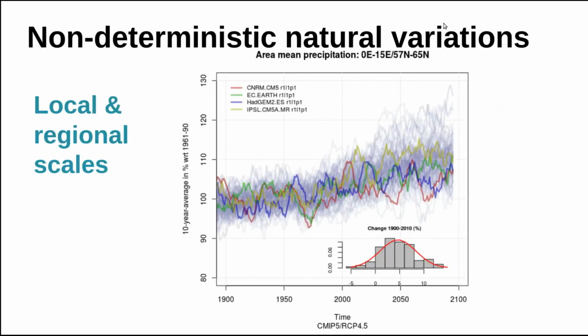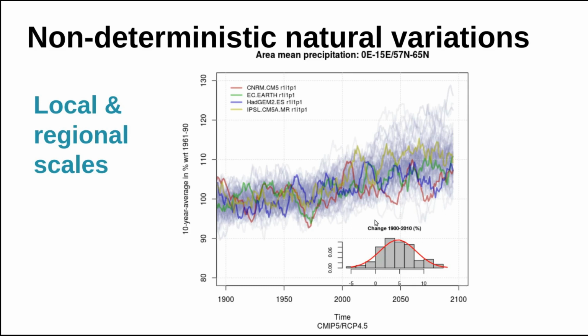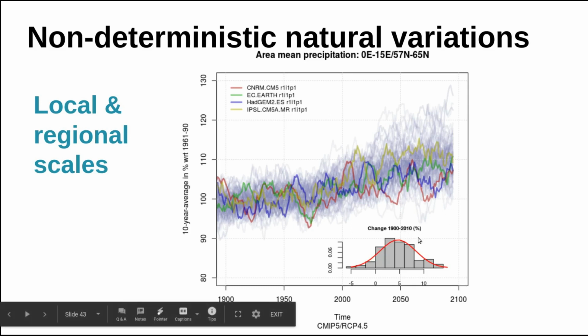So the main reason for using ensembles is because the natural variations are non-deterministic, especially on local and regional scales. This example shows the rainfall in an area mean of 4 models used in some Norwegian reports, and you can see that the decadal variability can fluctuate quite a bit, and these are fairly random. And here you can see the distribution of results for the change between 1900 and 2010. So the ensemble itself actually looks quite Gaussian.